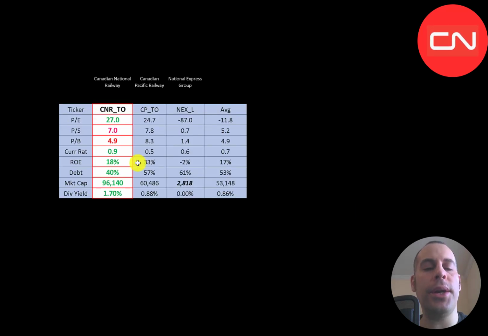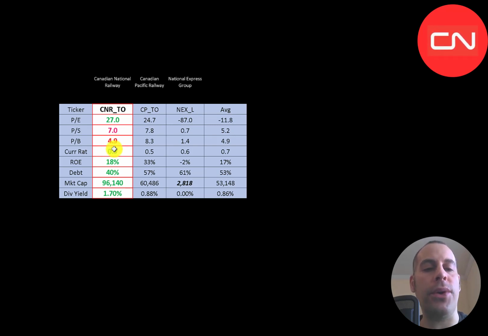The best way to look at ratios is to compare them to similar companies. I've done videos on Canadian Pacific and Kansas City Southern, both in the same industry as Canadian National. If CN has a number in red, they're worse than the average. If they have a number in green, they're better than the average. So they're better in PE because the average is negative. They are worse in price to sales and price to book.